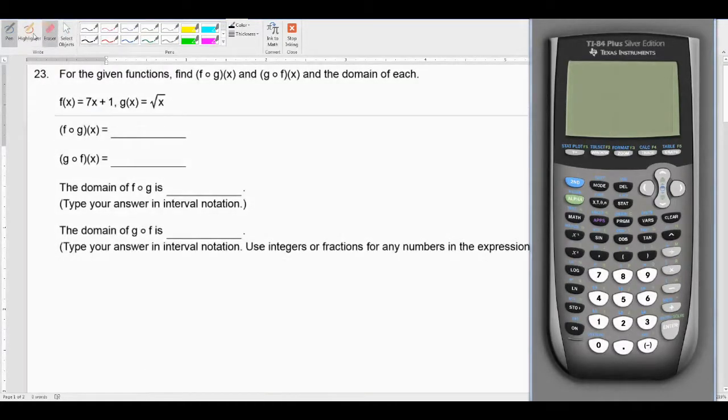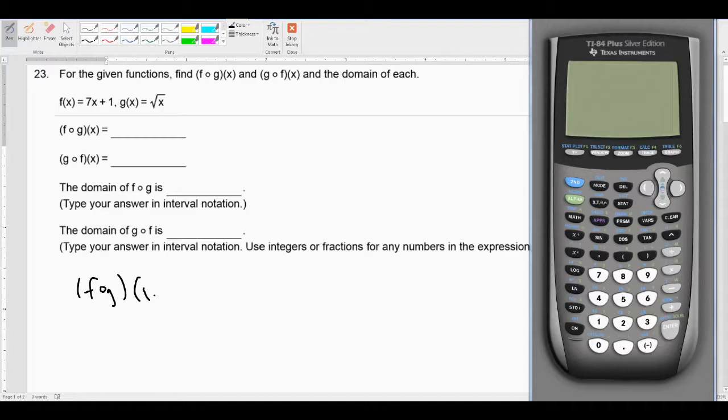On this example, we're given two functions. f of x is 7x plus 1, and g of x is the square root of x. We're asked to find f of g and g of f, function composition, f of g of x and g of f of x, and the domain of each. So start with f of g of x.